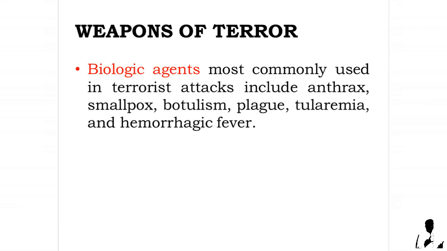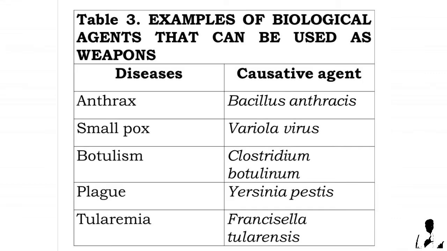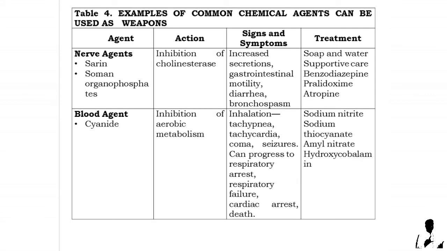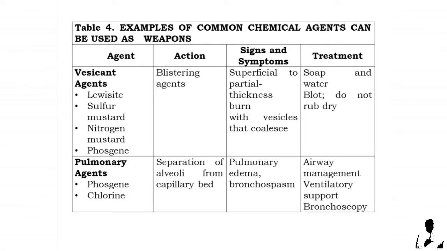Weapons of terror. Biologic agents most commonly used in terrorist attacks include anthrax, smallpox, botulism, plague, tularemia, and hemorrhagic fever. Table 3 shows the examples of biological agents that can be used as weapons. It shows the diseases and their causative agent. And Table 4 summarizes the examples of common chemical agents that can be used as weapons, with their corresponding action, signs and symptoms and treatment.